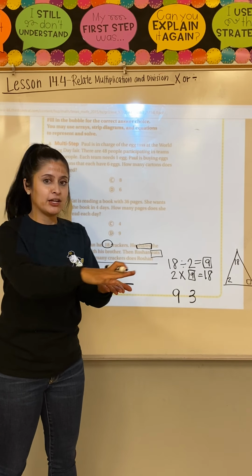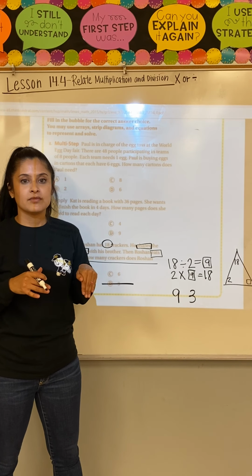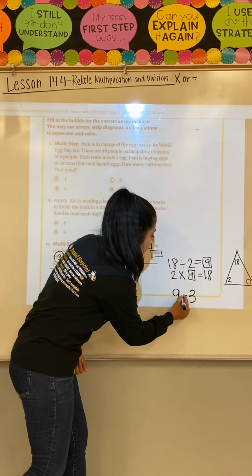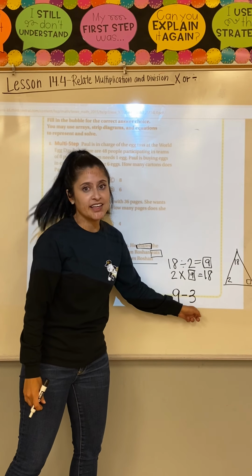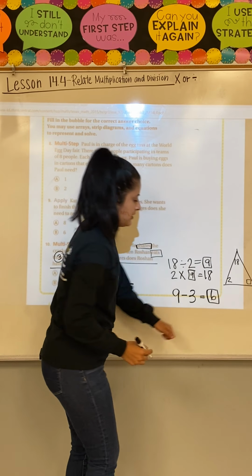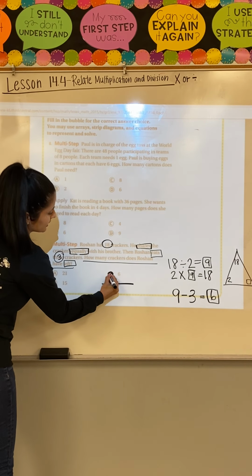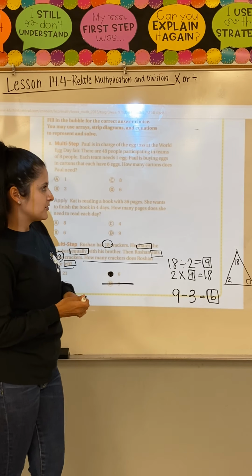Okay, so let's say I have my 9 crackers, and I ate 3 of them. They're gone. Well, I'm going to subtract the total minus the 3 that I ate. How much do I have now? 9 minus 3? 6. I have 6 crackers left.